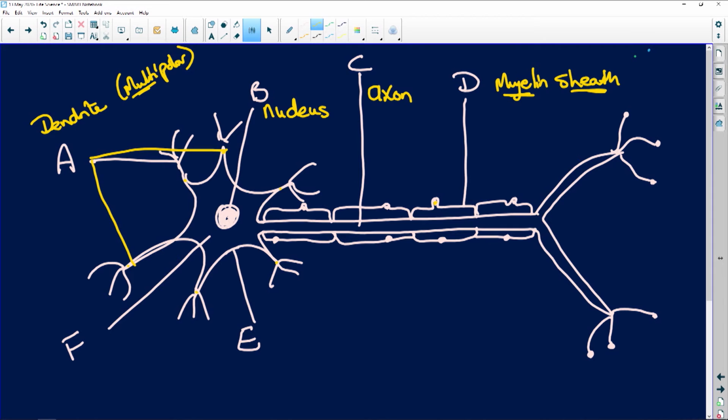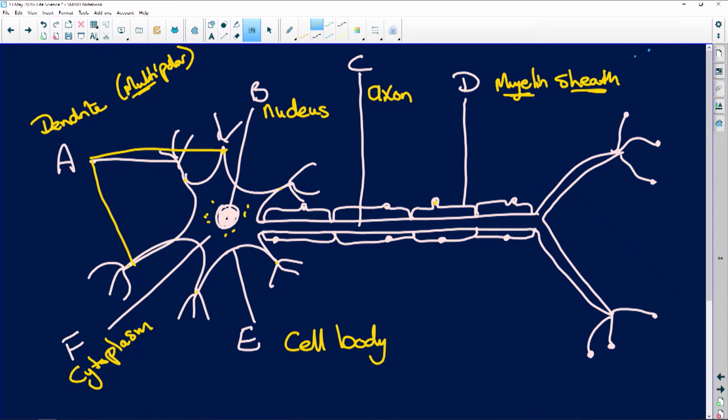And then E will be the cell body. And F, well, if we look at F, I'm trying to think, what on earth would F be? Oh, it would just be simply cytoplasm, I suppose. Cytoplasm. And inside that cytoplasm, you'll have little bodies called Nissl bodies, N-I-S-S-L, so Nissl bodies. And the Nissl bodies are also there to provide a process within the cell body of the multipolar neuron.